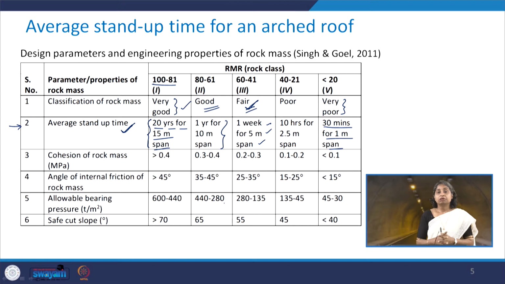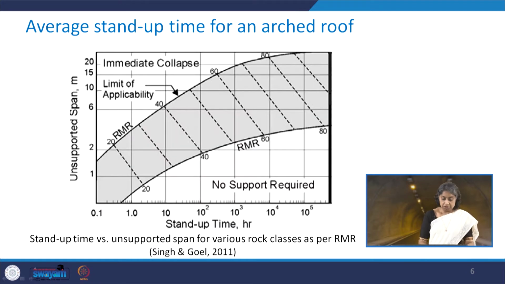So although the average stand up time is 1 week for a 5 meter span, we should not wait till the 6th day and then only go for the installation of the support system on the 7th day, because during those 6 days the rock mass quality further deteriorates. So in case you have sufficient stand up time, you should try to provide the support system as soon as possible. So this was about the magnitude of average stand up time for an arched roof.